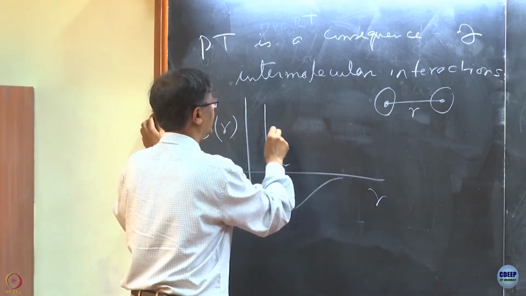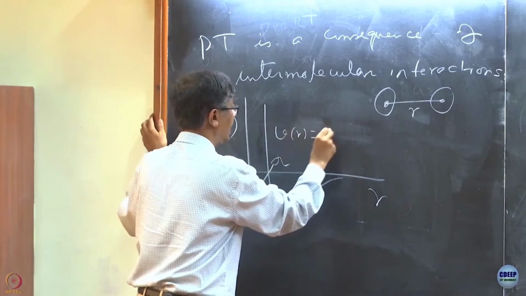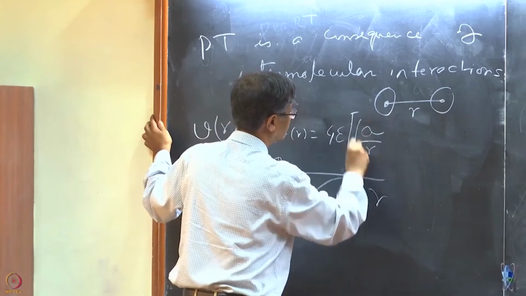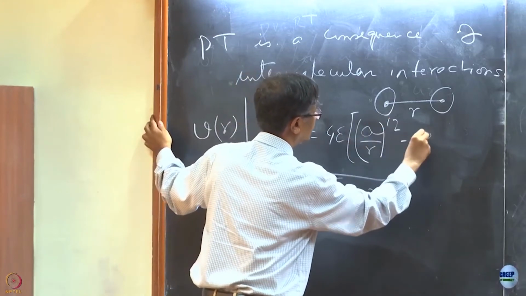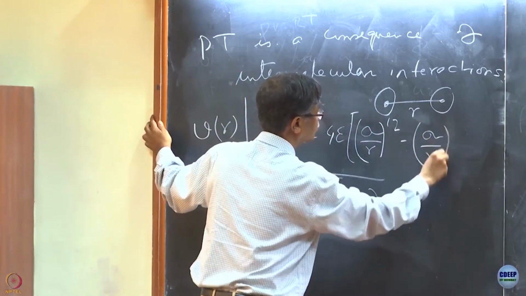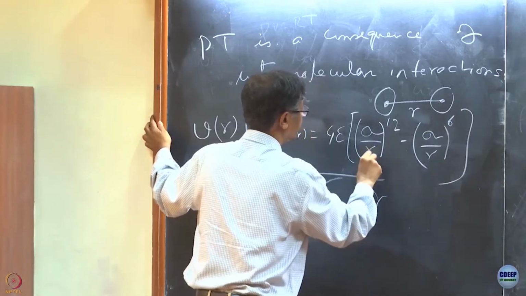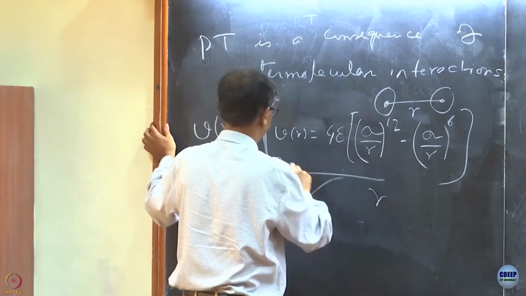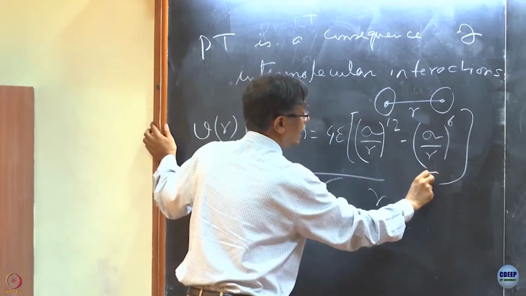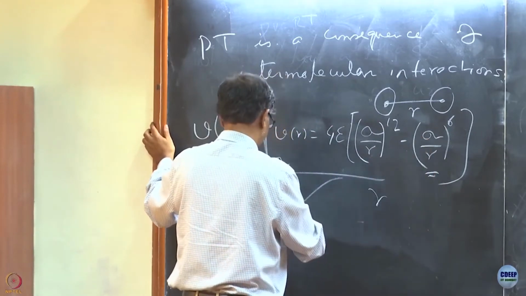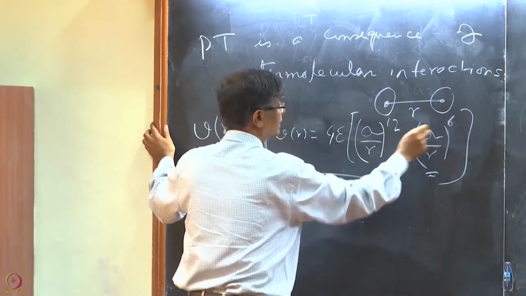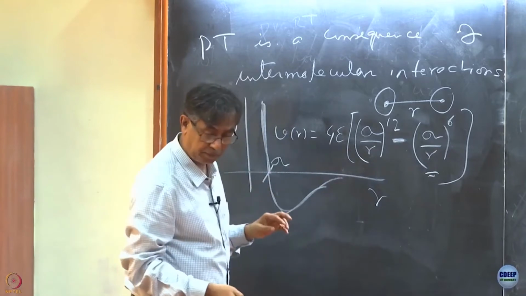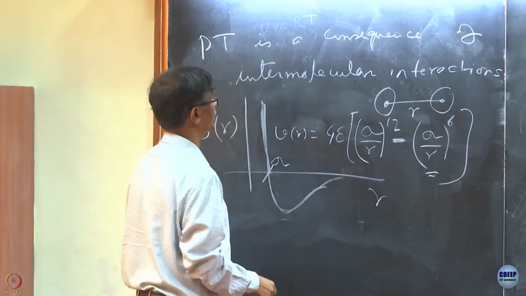So, this V(r) is written as, these are the things I will be using. This is called the Lennard-Jones 6-12 potential. This is the repulsive part, that is very short range and diverging, and this is the attractive part, which is given by this minus sign here. So, this is one of the simplest interaction potentials.